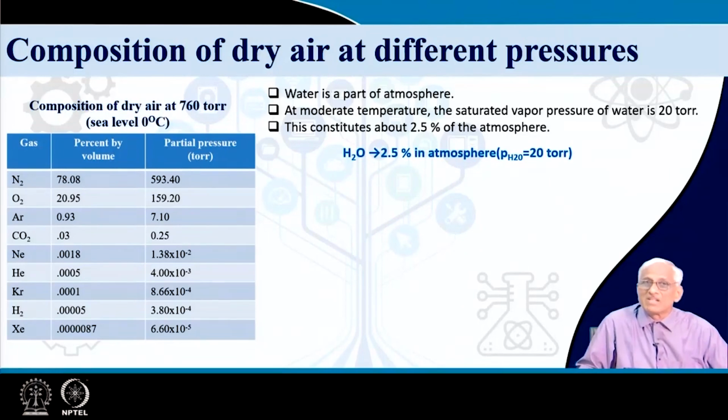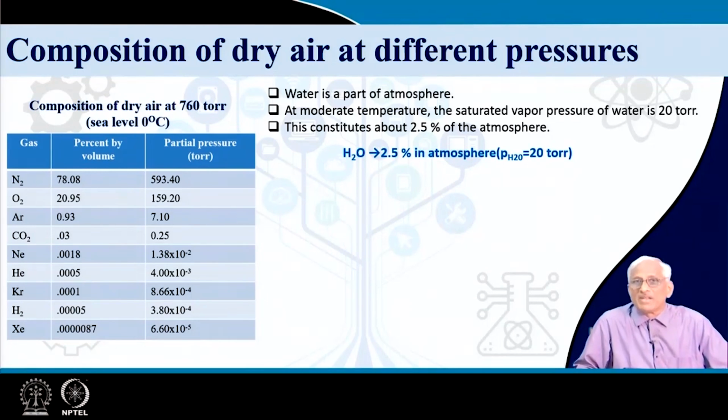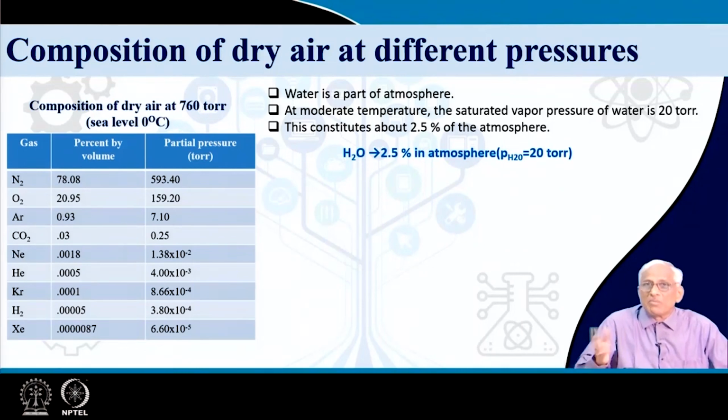There will be various levels of moisture at various times. On a rainy day it will have a lot of water vapor. On a dry day there may not be water vapor at all. So, on average, even in normal day to day life, we may have 2.5% of this as water. So, how do we account for that in here?